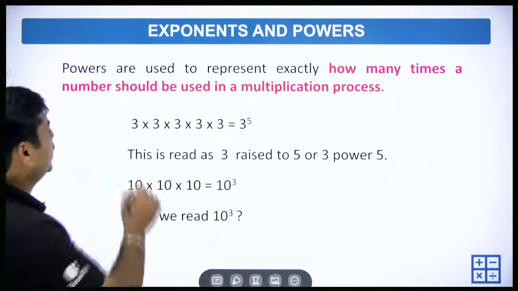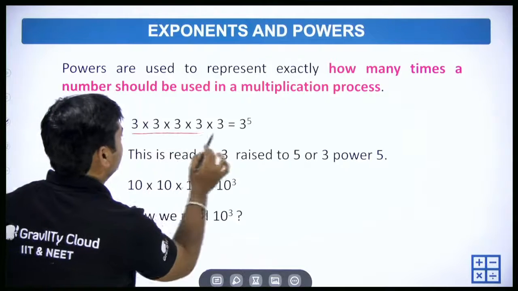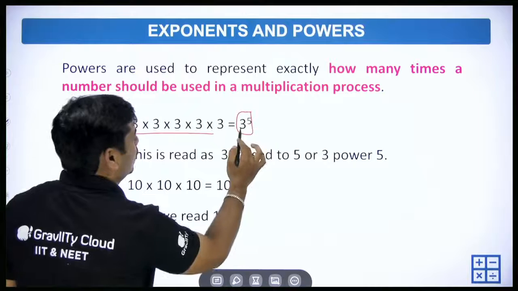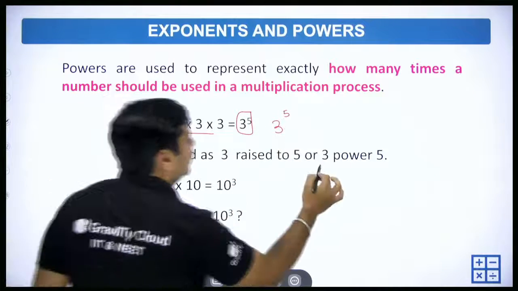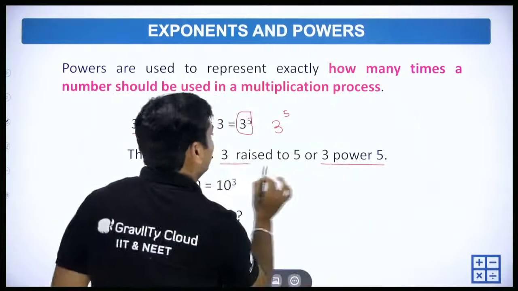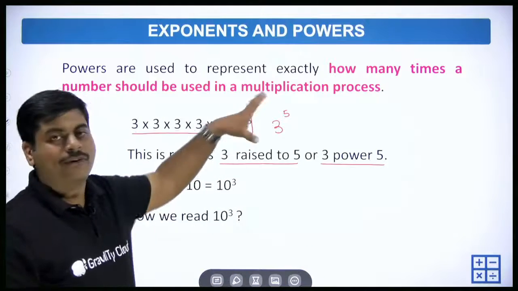Okay, so 3 into 3 into 3 into 3 into 3, 5 times, we write as 3 with a 5 on top of it, 3 power 5. We read that as 3 power 5 or 3 raised to 5, or simply we say 3 power 5.